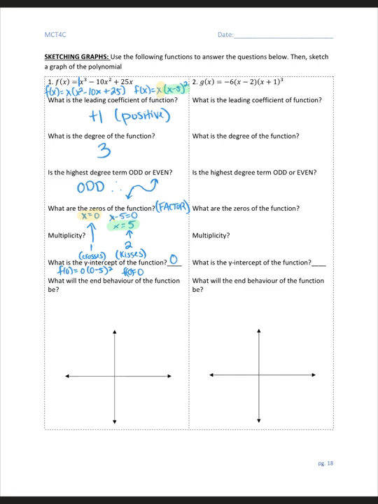Okay, what will the end behavior of the function be? So if we have a positive third-degree function, then if we look back at our table, hopefully we start to remember these, but as x approaches negative infinity, y is going to approach negative infinity.